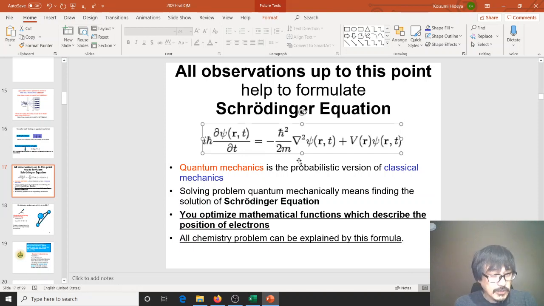That's the Schrodinger equation. That's the central topic of quantum mechanics for the chemist. And if you can solve these equations, then you can predict what's going to happen to the reactions.